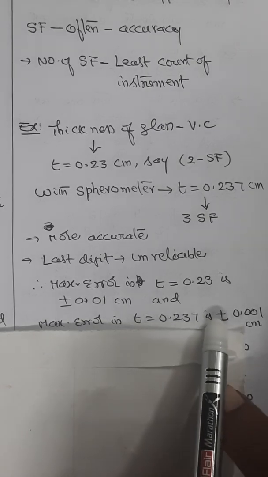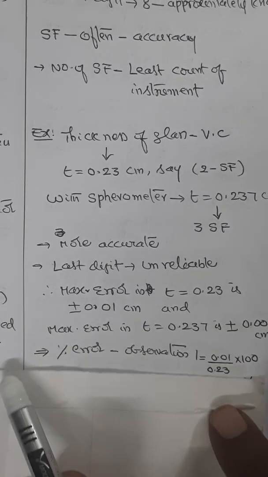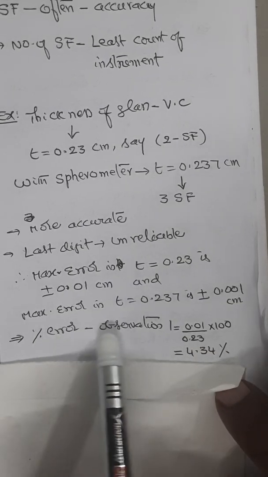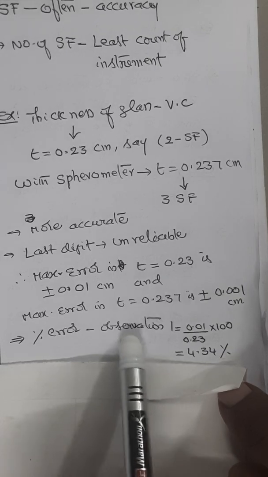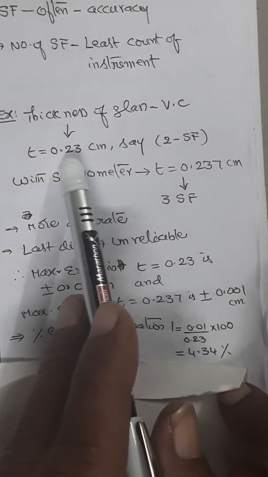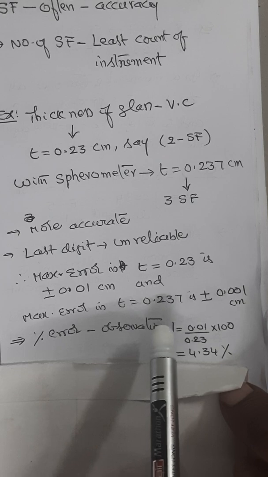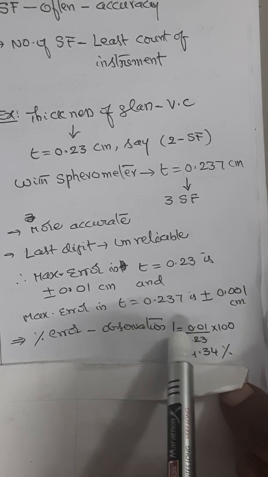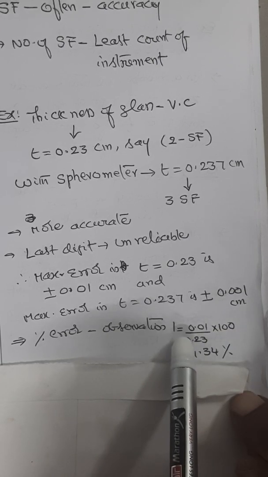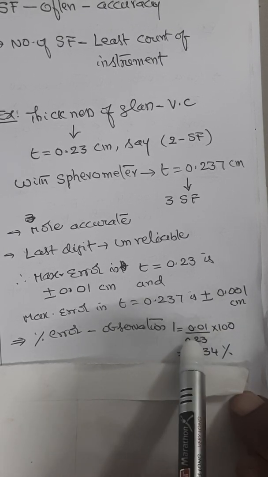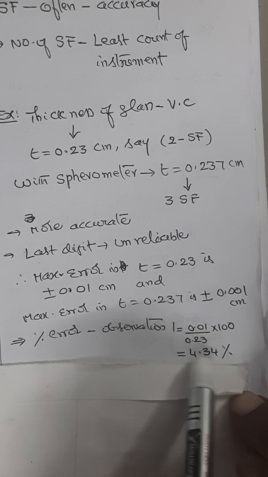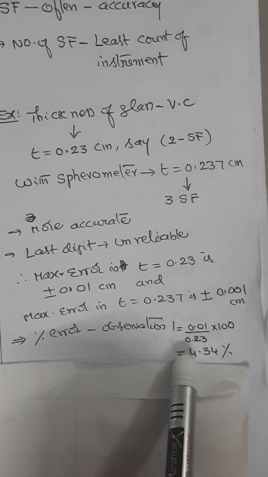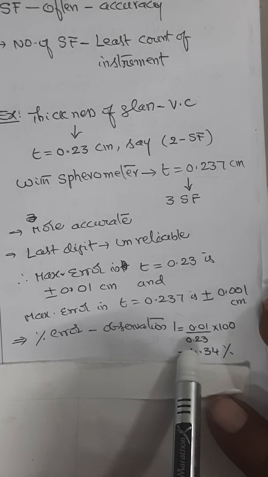So therefore, obviously, if you calculate the percentage error in the first observation, that is 0.23, it is plus or minus 0.01 for 0.23. For 100, how much? So therefore, it is 0.01 divided by 0.23 into 100. So percentage calculated. Percentage error in the first observed reading is found to be 4.34%.